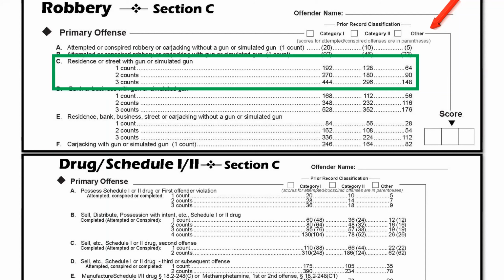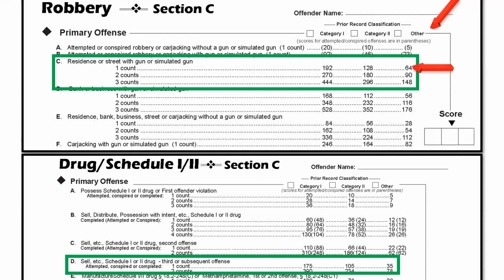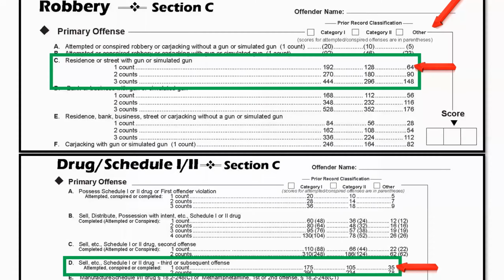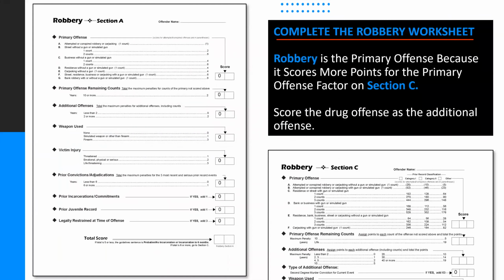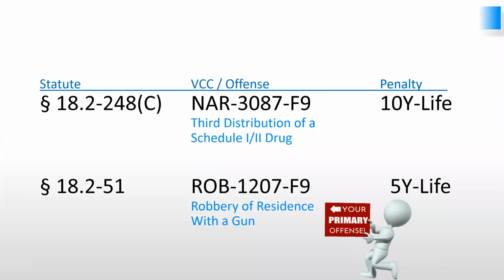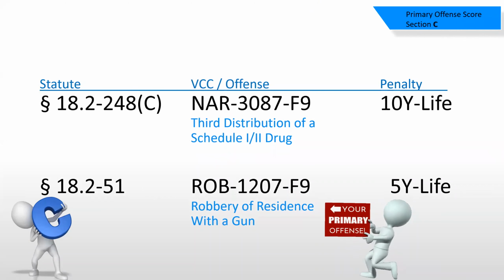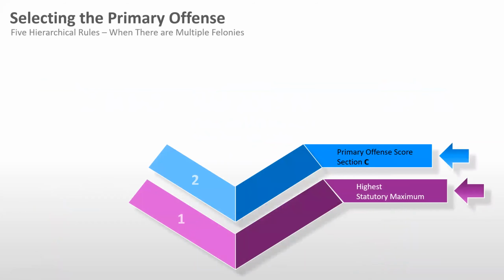So, robbery of a residence with a gun picks up 64 points. Sale, Schedule 1 or 2 drug, third or subsequent, picks up 35 points. So your primary offense is robbery because it picks up more points. The drug offense would be scored as an additional offense on the robbery worksheet. So robbery is your primary offense. The drug offense is an additional offense. And Cecil is here to remind you that when you have a tie with the statutory maximum, you always go to worksheet C.